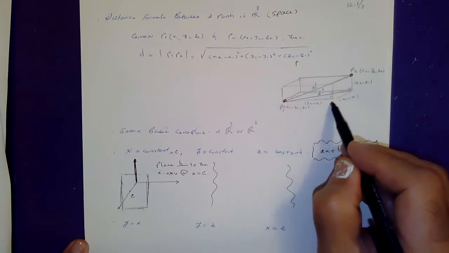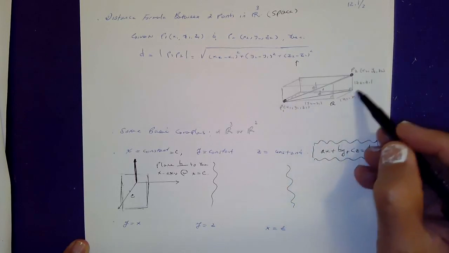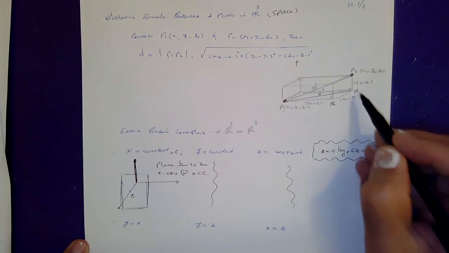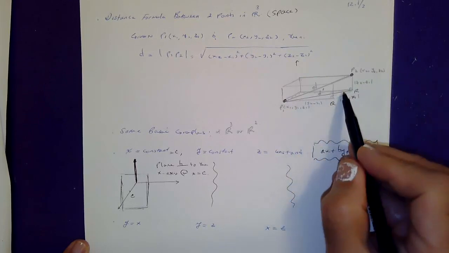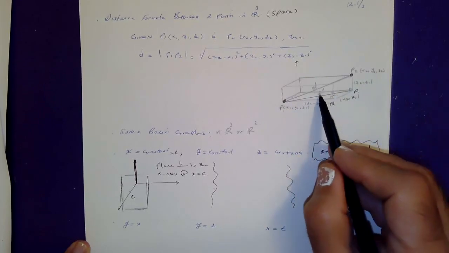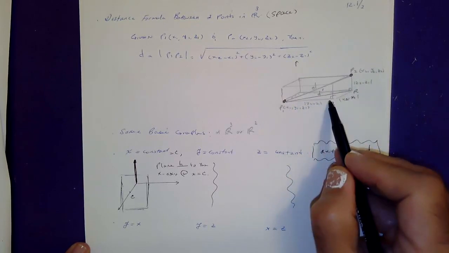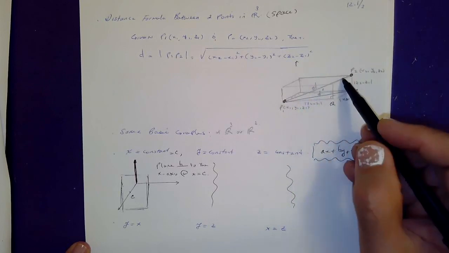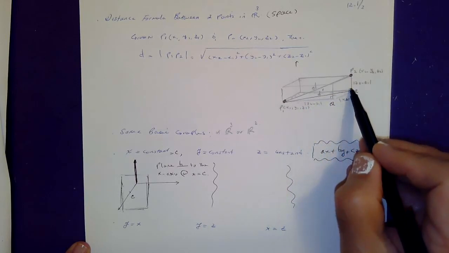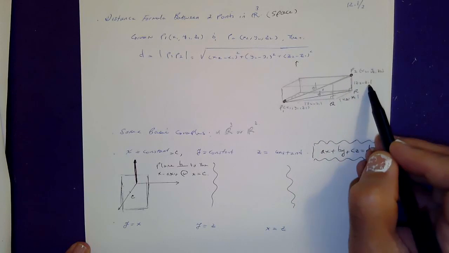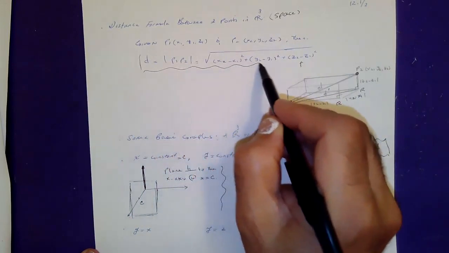So from here to, let's say, point Q is the absolute value of y2 minus y1. And this guy from point Q to R is the absolute value of x2 minus x1. So if you use the Pythagorean theorem, d prime squared is this quantity squared plus that quantity squared. But now to find d, we have to take the square root of d prime squared plus this guy, which is the absolute value of z2 minus z1 squared. And lo and behold, what pops out is this formula.